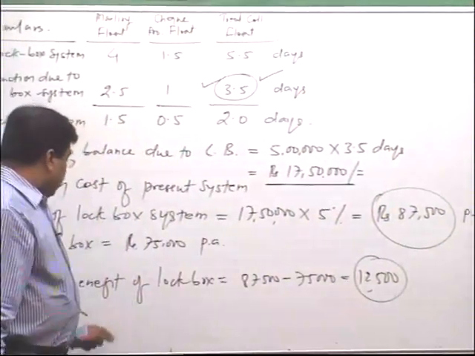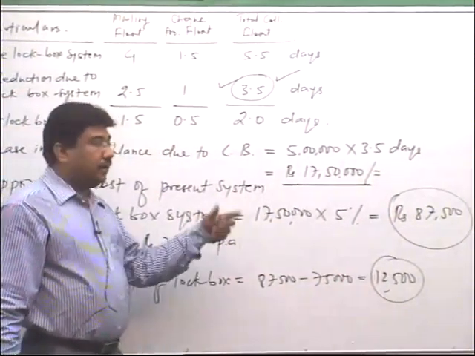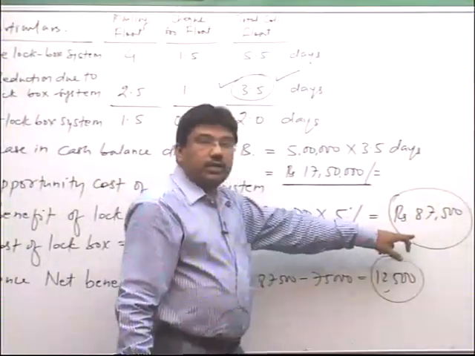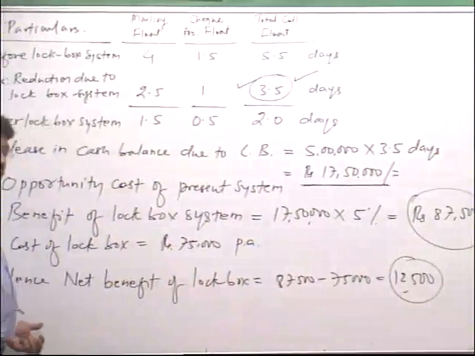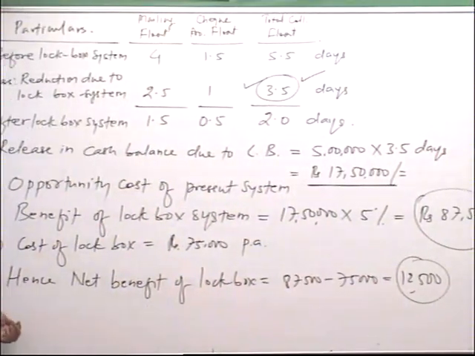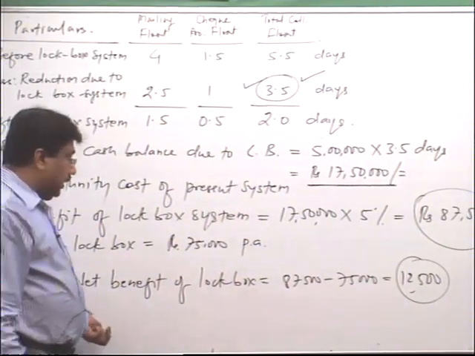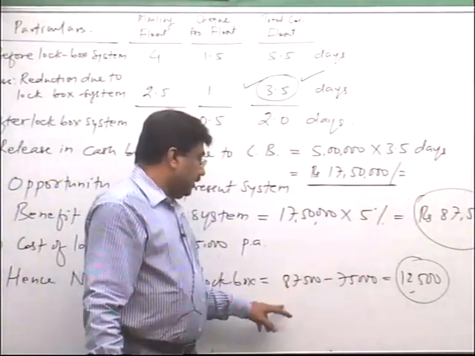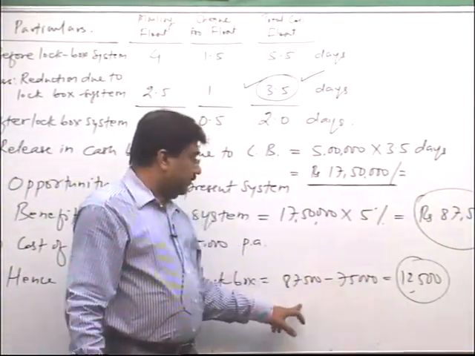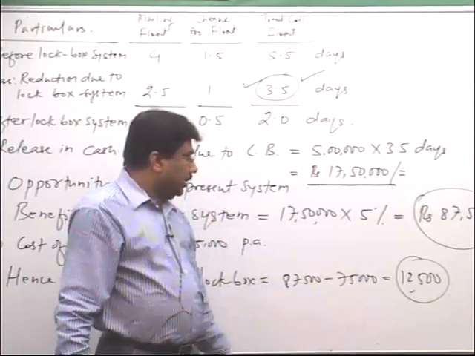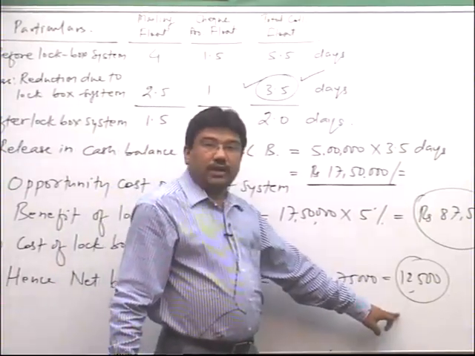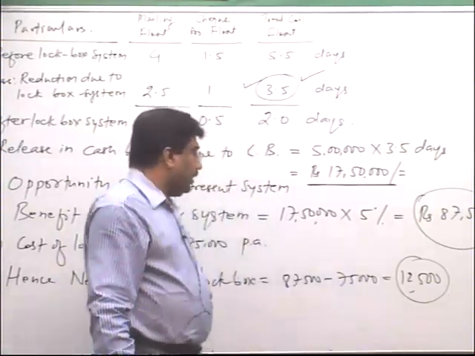If the cost of the lockbox is higher than the benefits from the lockbox, then it will give you a net loss. So the lockbox system should not be adopted. But here the net benefit is more than the cost. That's why this system is giving you a net benefit of 12,500.